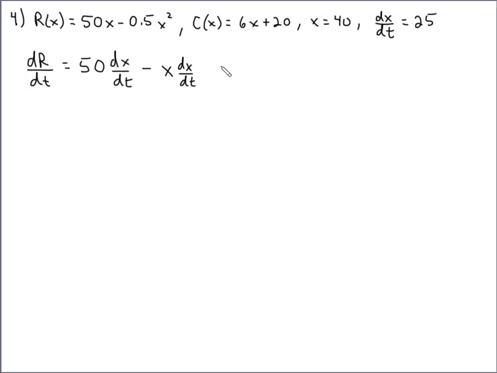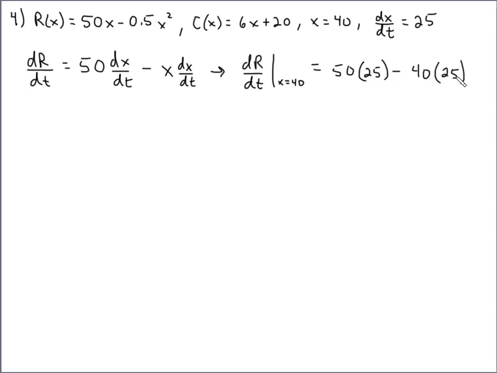Okay, so we want to find the rate of this when x is 40 and dx/dt is 25. So what we're after now is what is dR/dt when x equals 40 and dx/dt is equal to 25. So we'll plug those into here now. So 50 times dx/dt, 25, minus x, that's going to be 40, and another dx/dt there, so 25.